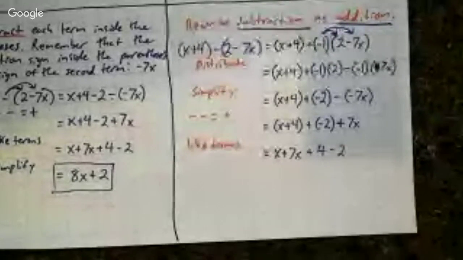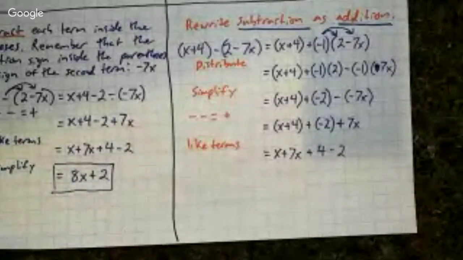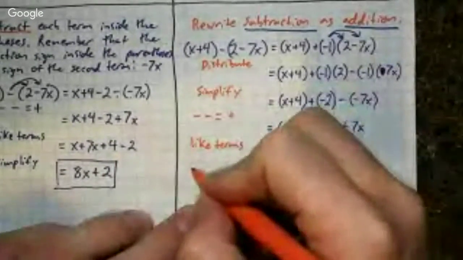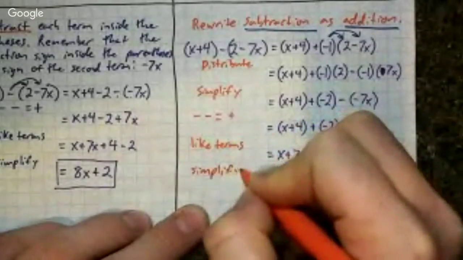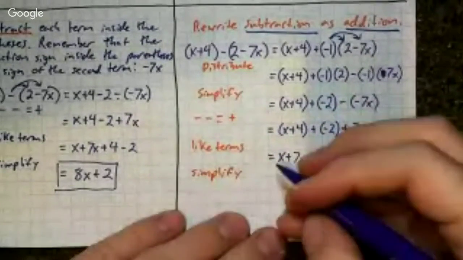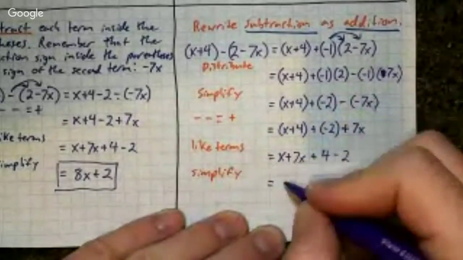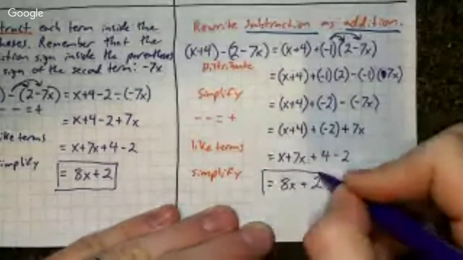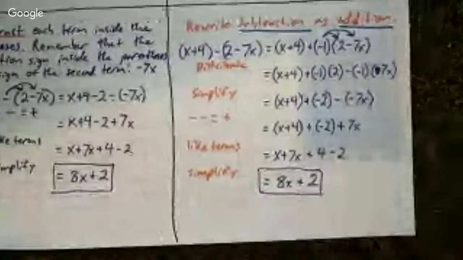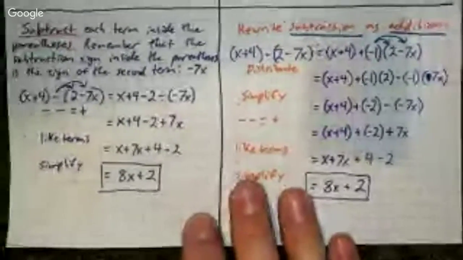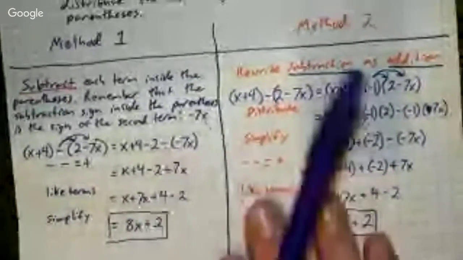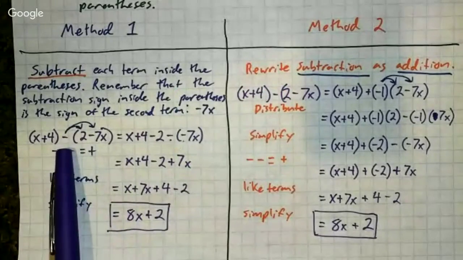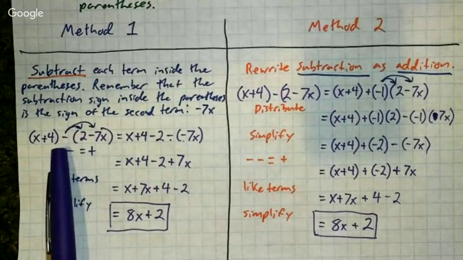And if you see this right here, you may realize this looks an awful lot like what we had over here. So now we do our like terms, and now we go to simplify. And you'll see this will give us x plus 7x gives us 8x plus 4 minus 2 is 2, and our answer is the same. Now, you can make your own judgments on which one you would prefer. I much prefer method 1, because if you look, it's the same thing. We are distributing out this negative.